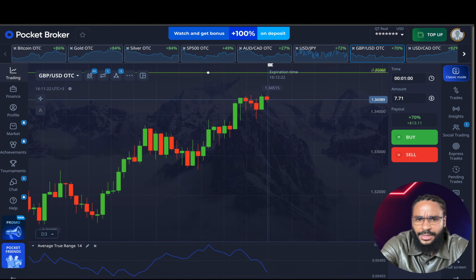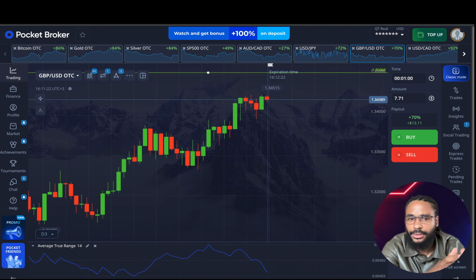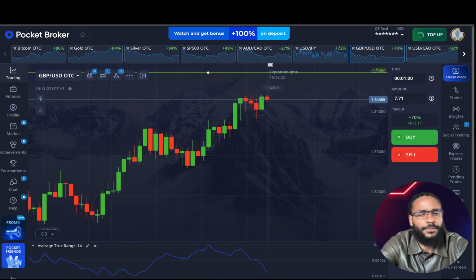Now, this is exactly the kind of environment where knowing how to read economic data gives you a real and genuine edge over traders who are just watching these candlesticks.